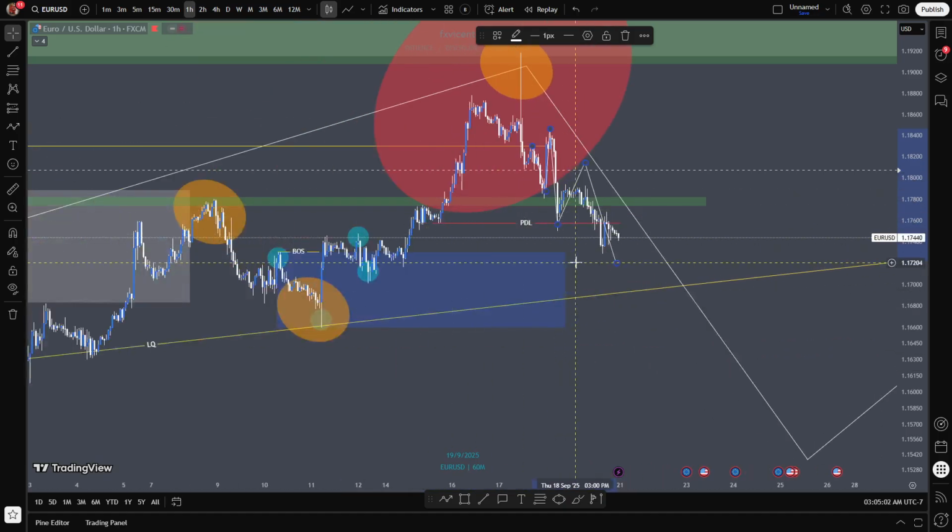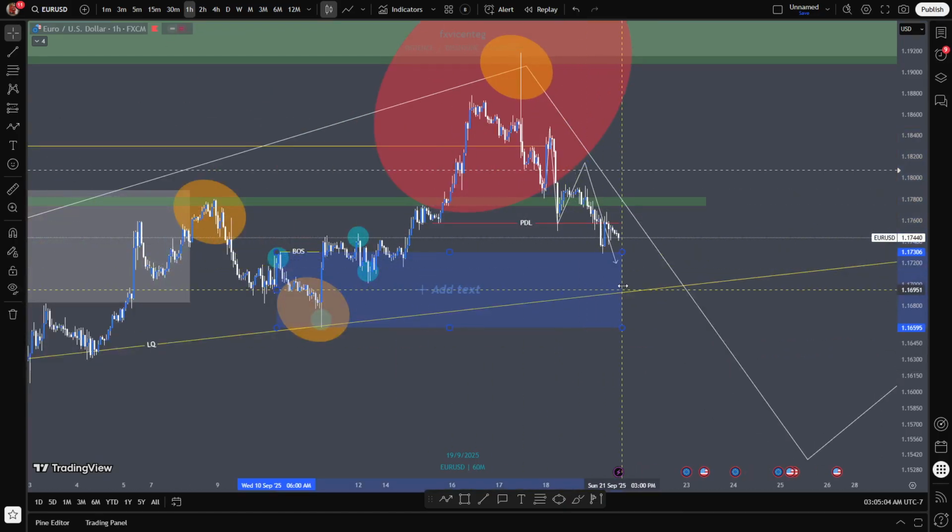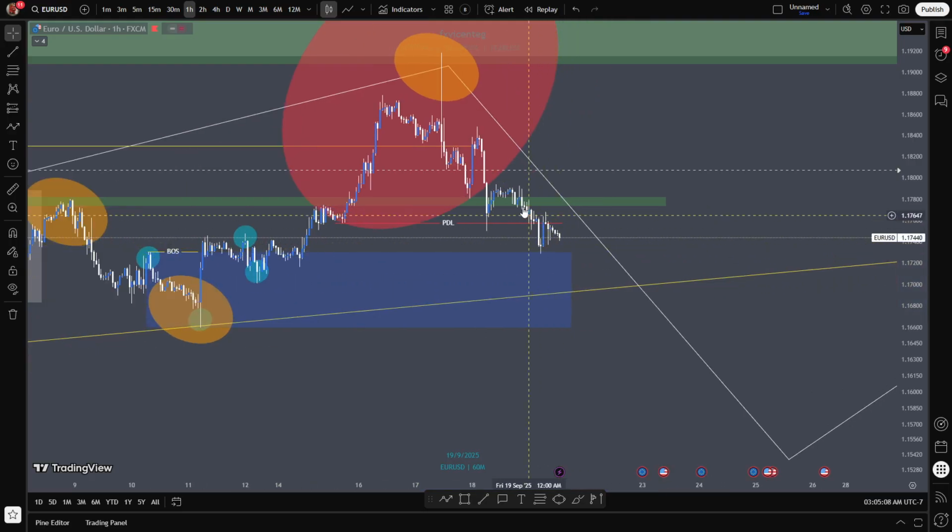But yeah, we're now tapping into this demand. Can we buy from here? Well, yes, it looks like we were slowing down towards the end of the week, coming into this demand. We do get a decent amount of buying pressure here. Now we look at the 4 hour.